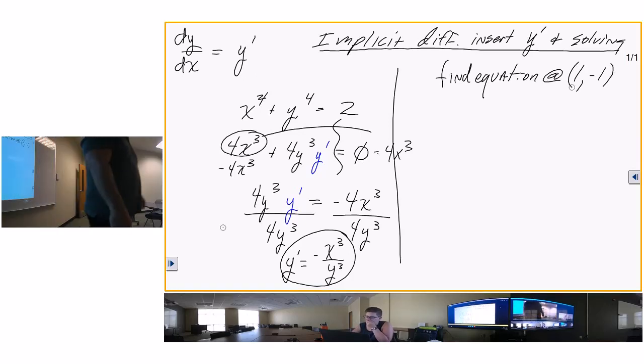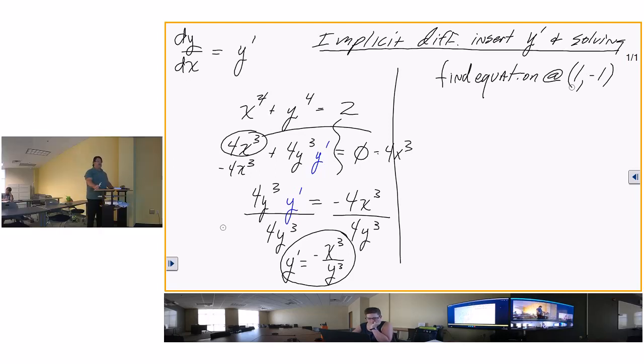Let me see if I got that right. 1 and negative 1. So what's the slope at 1 and negative 1? Well, that's going to be 1, because you got to plug in the 1, and then the 1 will be a negative 1, which will be a positive 1, so your answer should be positive 1.